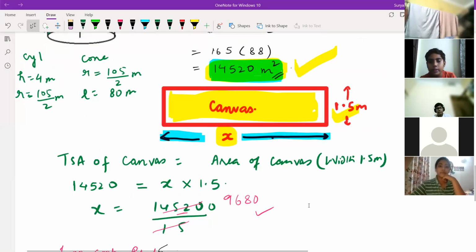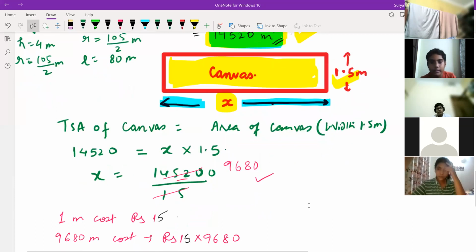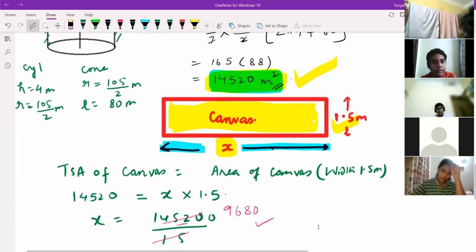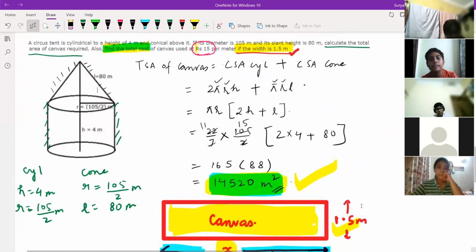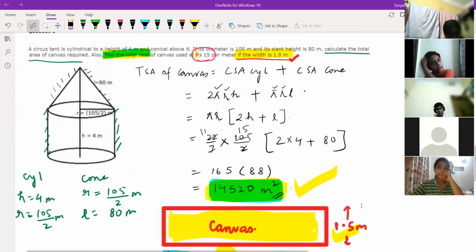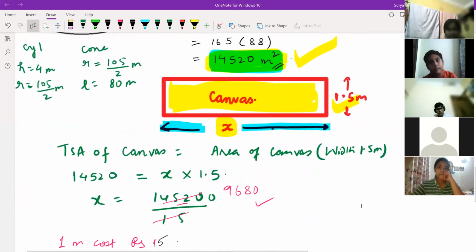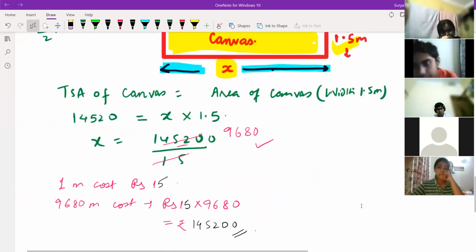Okay, sir. So the cost we're finding just for the length. Yeah, they're asking the cost in the question. Question is they're asking the cost only. Find the total cost, see here. Yes, sir. I was confused because I thought total cost was for TSA. TSA is total surface area, not total cost. Okay, sir. Understood.